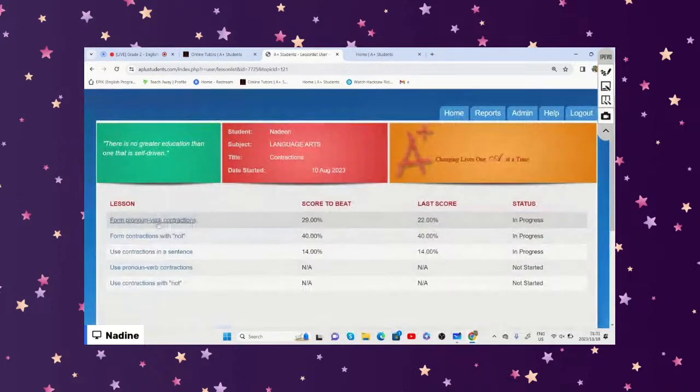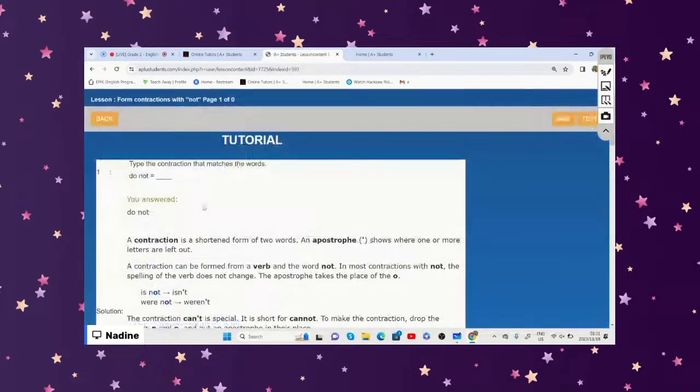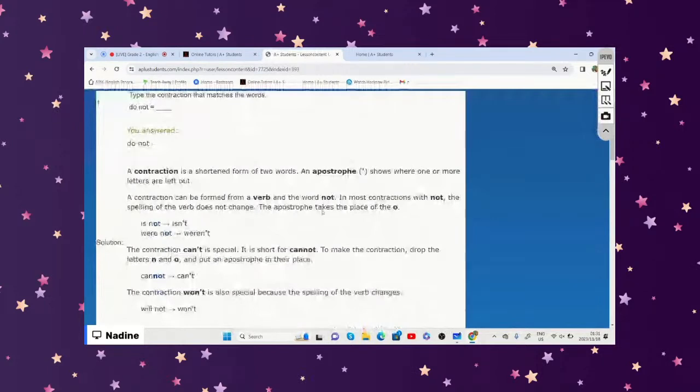All right, so now we're going on to the next lesson, which is to form contractions with not. Earlier on, we explained how we get to the contraction, or the shortened form, of the verb and the word not. A contraction is a shortened form of two words, and then we add an apostrophe that shows where one or more letters are left out.